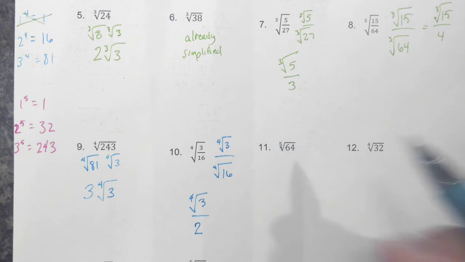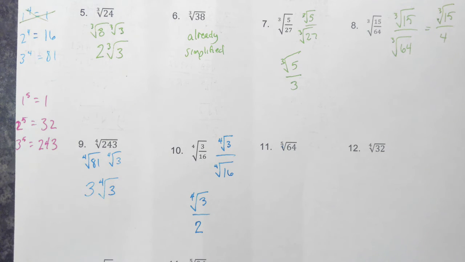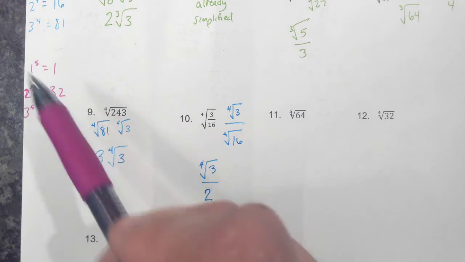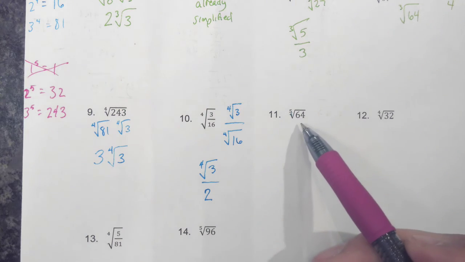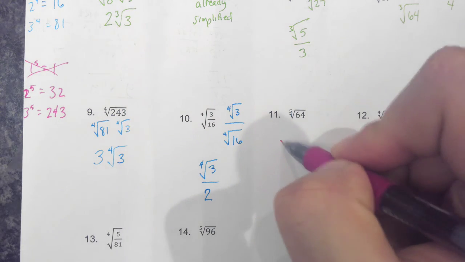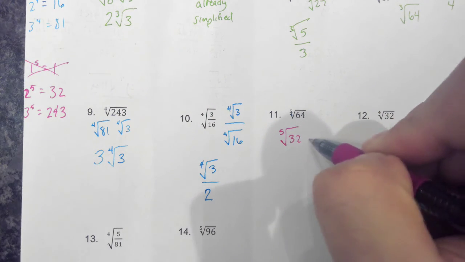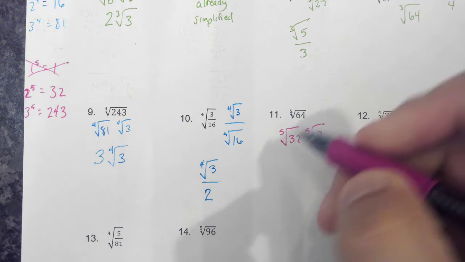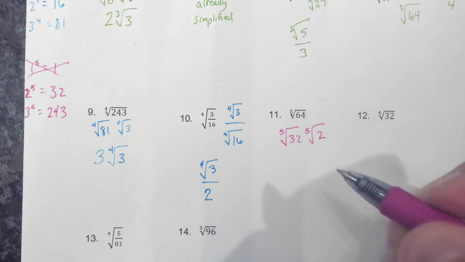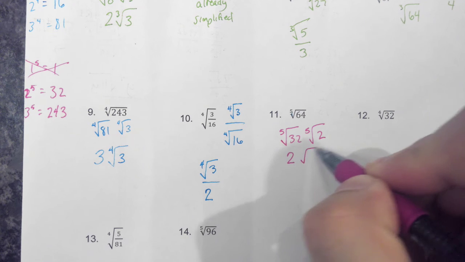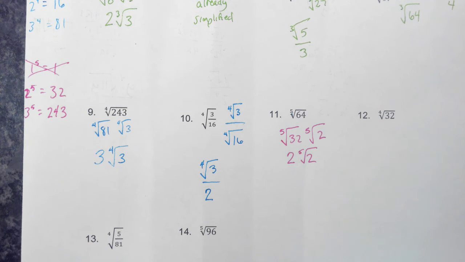Okay, 11, we've got a 5th root, first 5th root one. So we're looking at our pink list here. Again, you're never going to use 1. 32 divides 64 clearly, so you're going to say that's 32 times 2. And the 5th root of 32 is, of course, 2. And then the 5th root of 2 just gets rewritten.